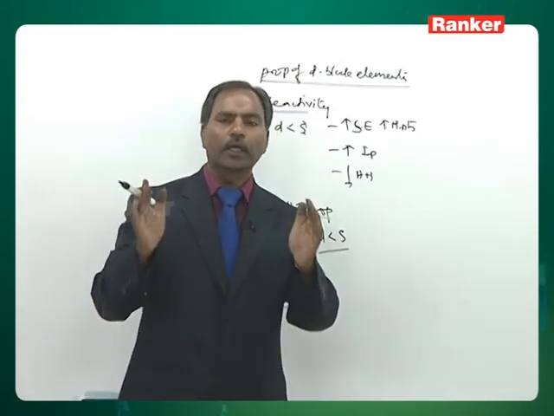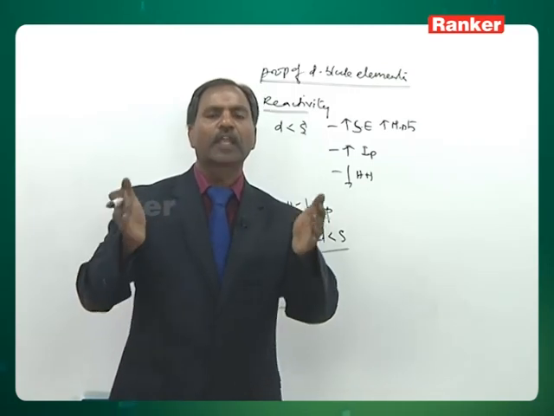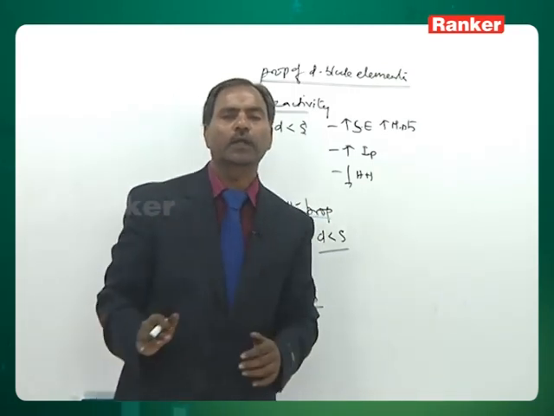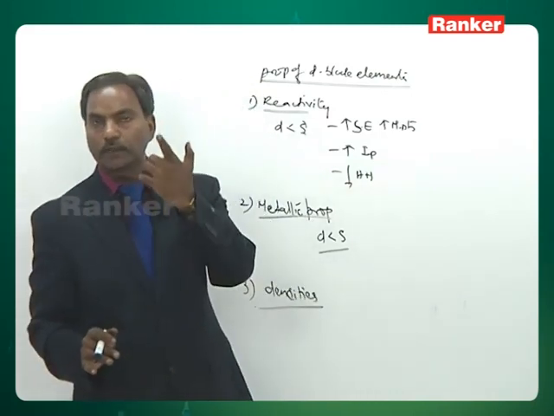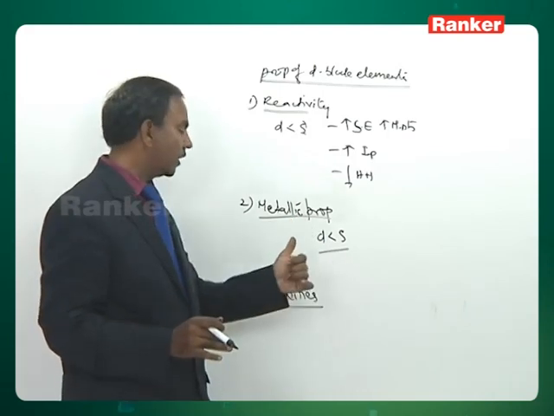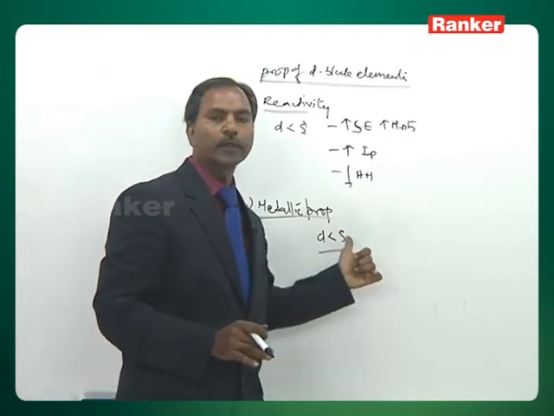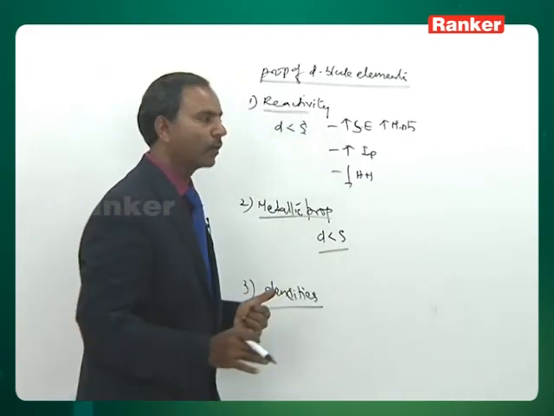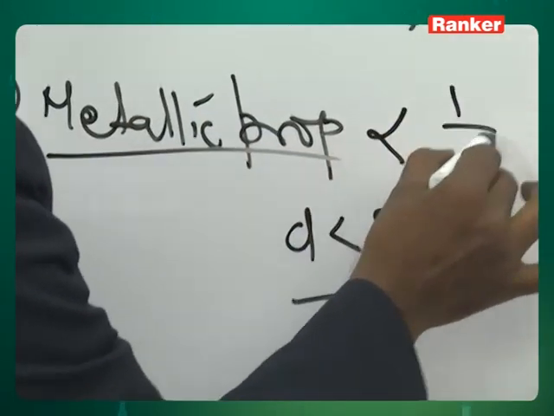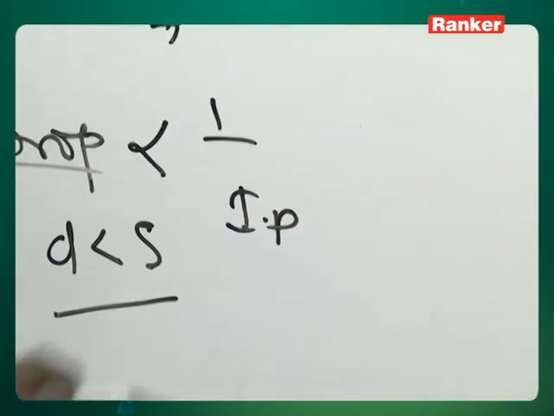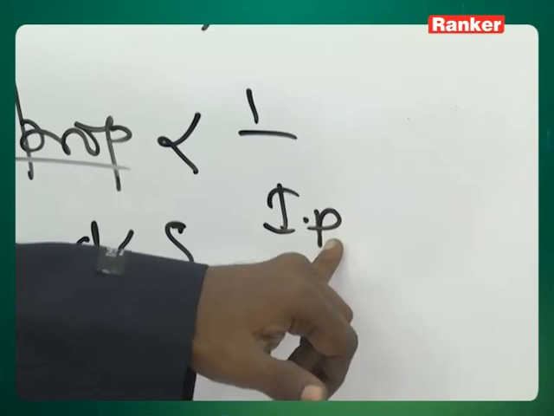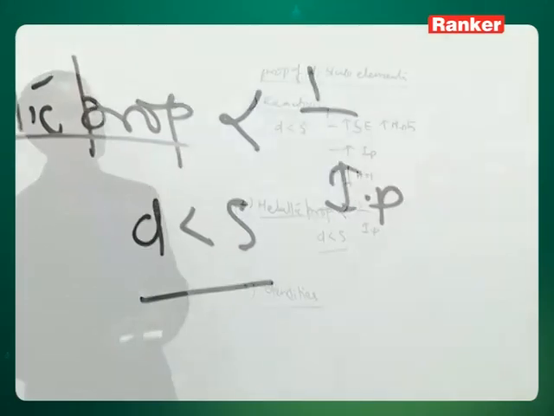Yes, s-block elements are bigger in size, their IP values are less, therefore they have a greater tendency to lose electrons. Therefore, s-block metals are highly metallic, but d-block elements are less metallic. So what I said here: d-block elements are less metallic than s-block elements. You can easily make a relationship: metallic property is inversely related to IP. Greater the IP, less the metallic property.